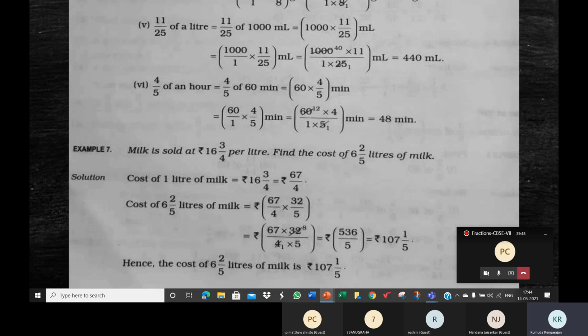What's the answer? If 1 liter costs 16 rupees, what is the cost of 6 liters, children? What will you do? Will you add 16 and 6? Will you subtract 16 and 6? Will you multiply or divide? What will you do?